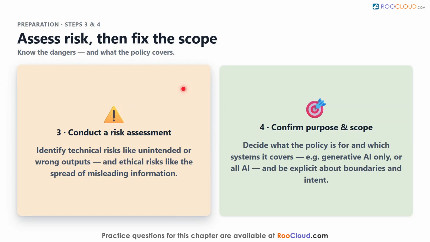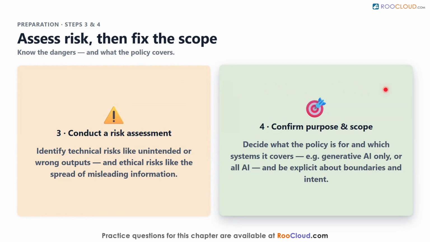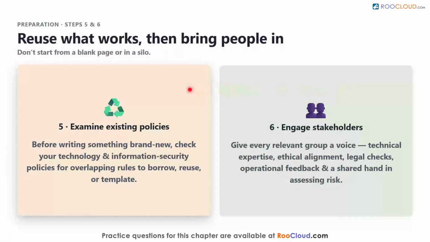The fourth step is to confirm the purpose and scope of acceptable AI use. Decide what the policy is for and exactly which systems it covers. For instance, state plainly whether it applies only to generative AI or to all AI models. Be explicit about the boundaries and the intent, whether that is ensuring ethical use, meeting legal standards, or simply giving users clarity.